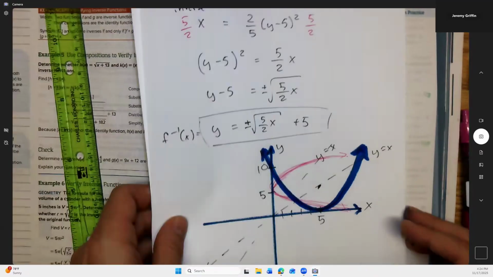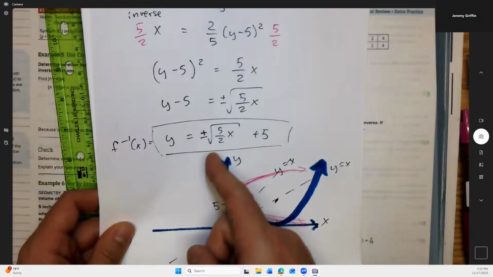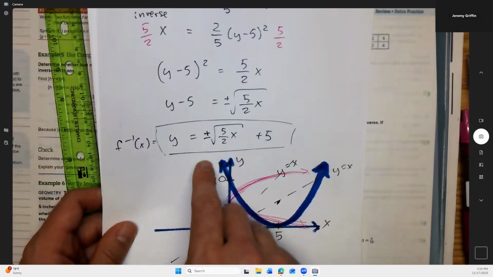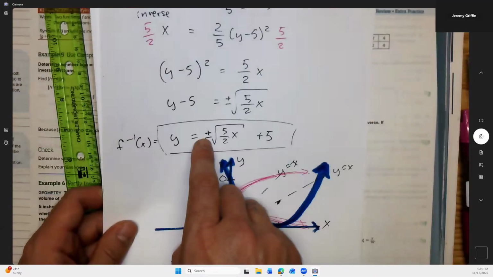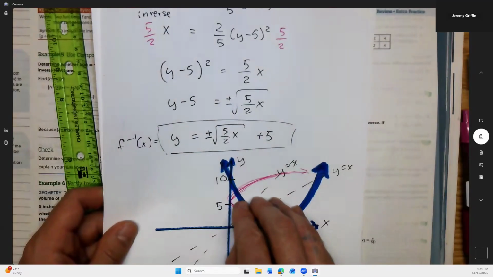So is the inverse a function? No, because of this plus or minus right here. Unless Alex prompts you to say, well, only cutting off half of this makes it a function. You could get rid of that minus right there, and it would just be the top half, and that could be a function. But okay.